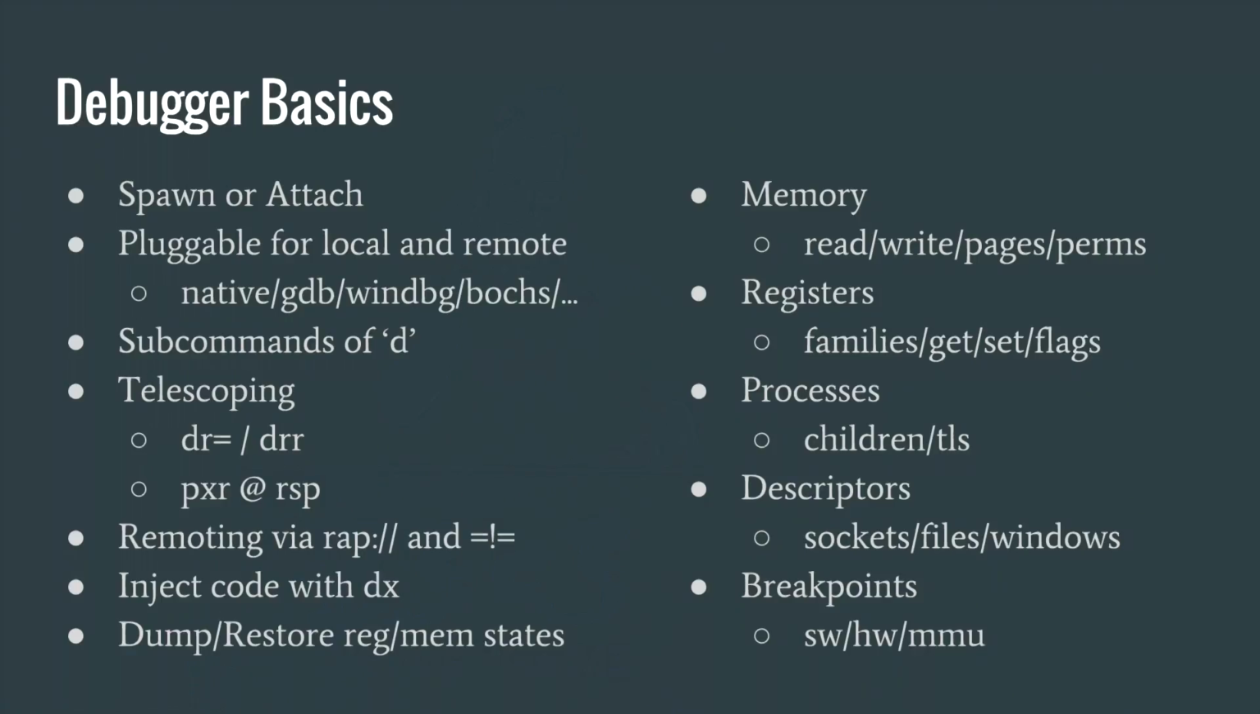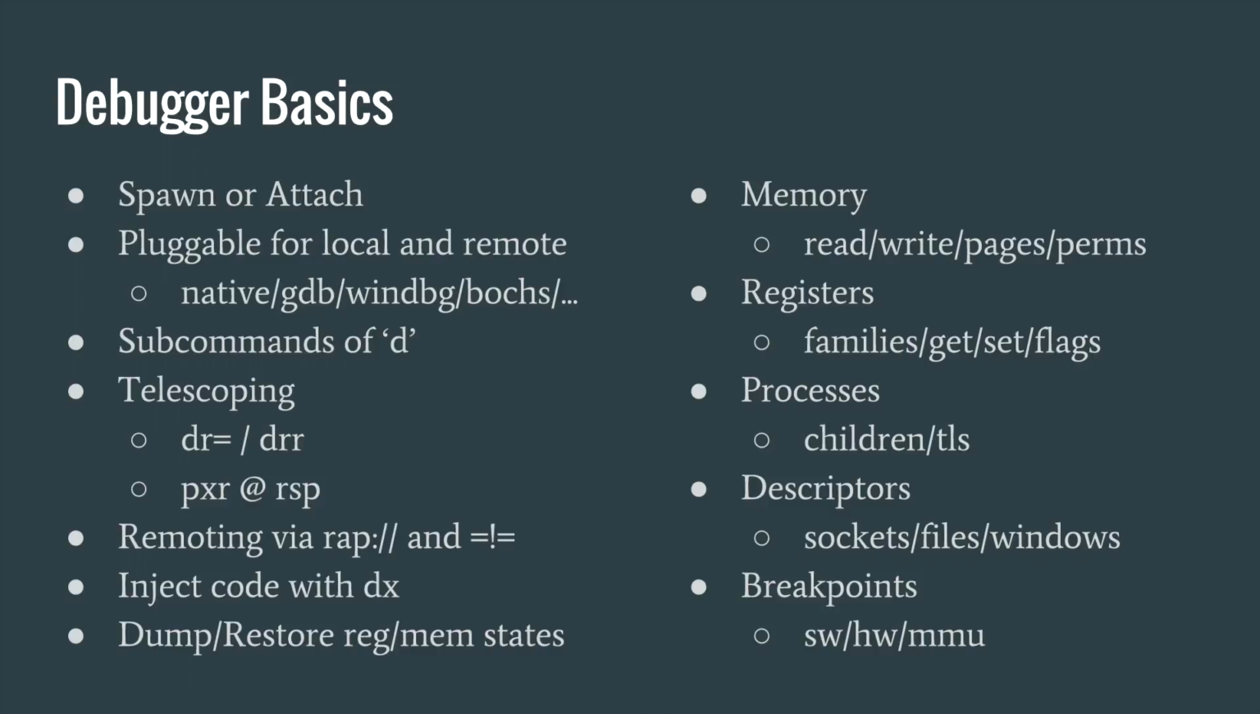So the debugger basics are like this. You can spawn, attach, you can create plugins for all these things. And there are plugins, as I said before, for all these backends. So you can use a native debugger. There are more than one native debugger. There are people writing their own native debuggers for Windows and things like that. You can use attach to a GDB. You can also attach to WinDBG, Bochs, etc.